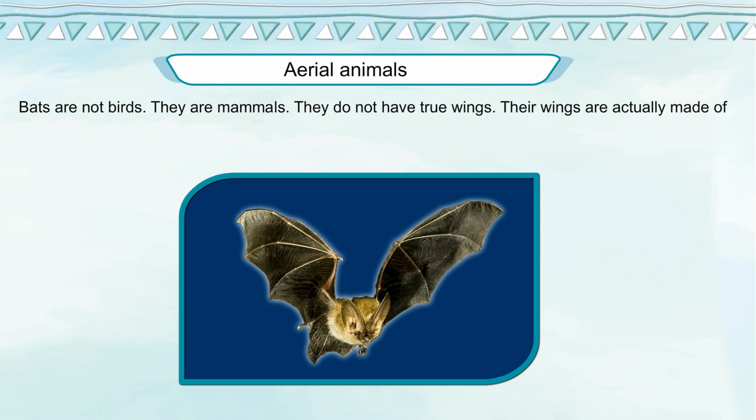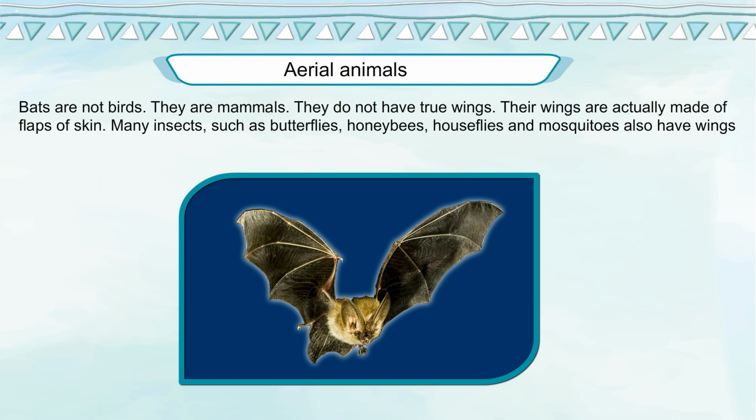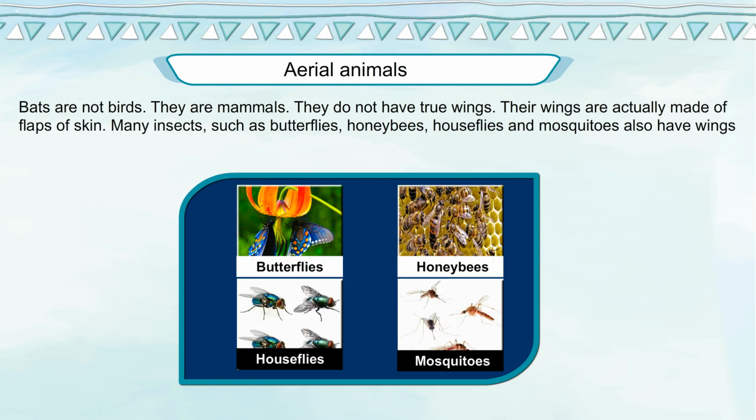Bats are not birds, they are mammals. They do not have true wings. Their wings are actually made of flaps of skin. Many insects such as butterflies, honeybees, houseflies and mosquitoes also have wings which help them fly in the air.